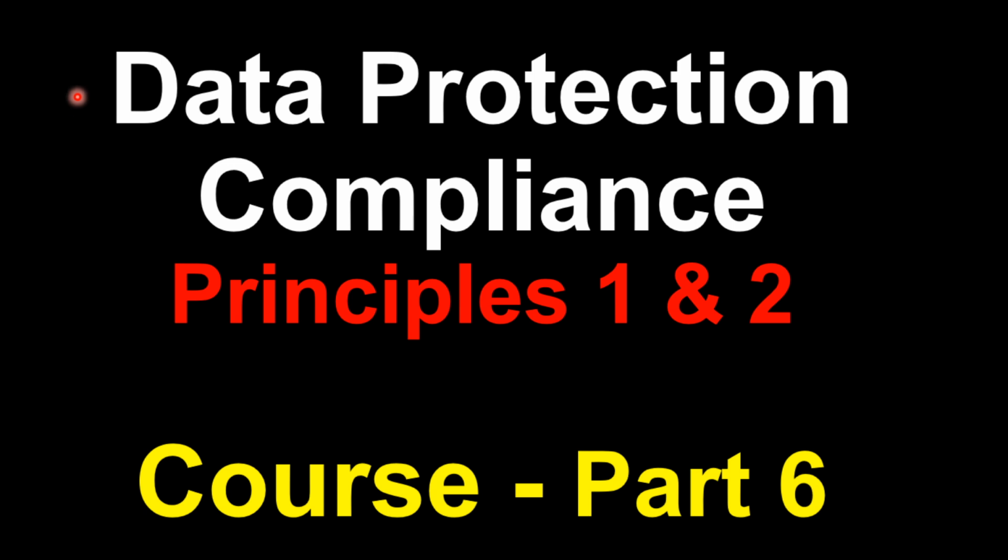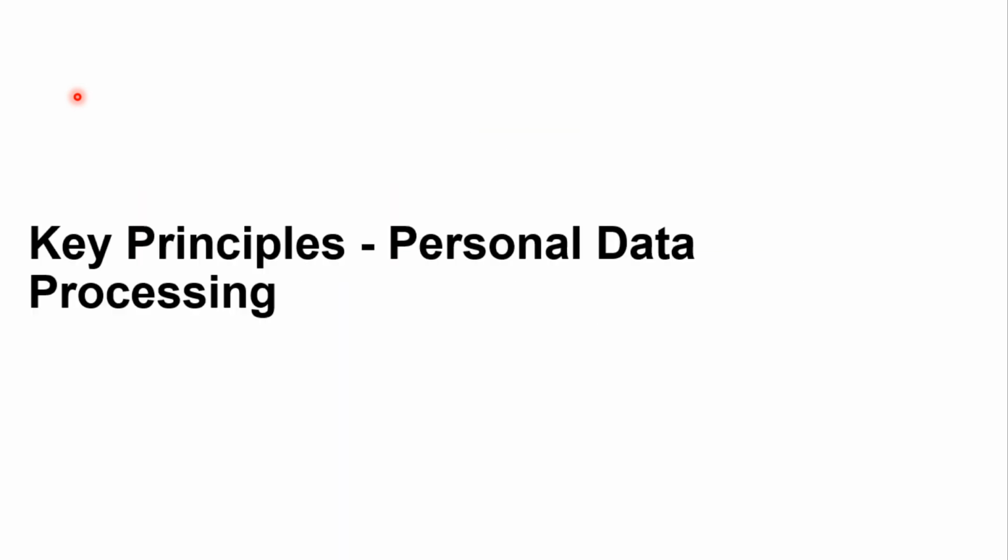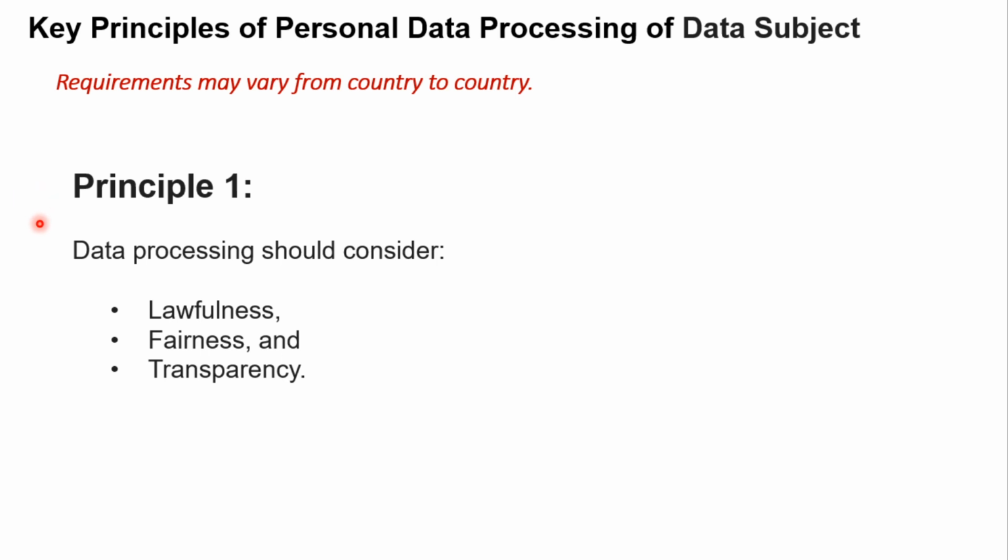If you have not watched the previous 5 parts of this course, I would request you to please go and watch those parts because important concepts are discussed in those videos, like the data processing, data subjects, data processors, and data controllers. And now we are going to start the series of the key principles that are involved in the data protection compliance domain. So the principle number 1 is data processing should consider lawfulness, fairness, and transparency.